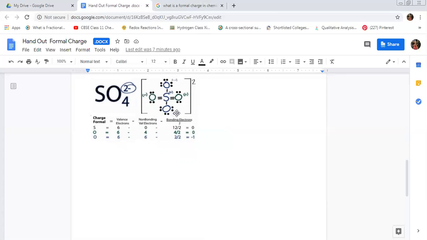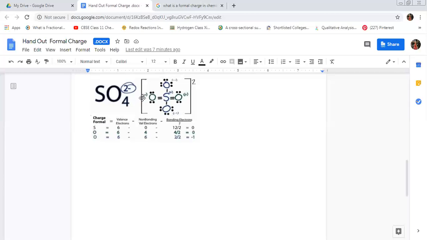After this, I will start calculating the formal charge for each atom. You can see there are 4 oxygen atoms and 1 sulfur atom. 2 oxygen atoms are bonded through a double bond and 2 are bonded through a single bond. So how do we calculate it?